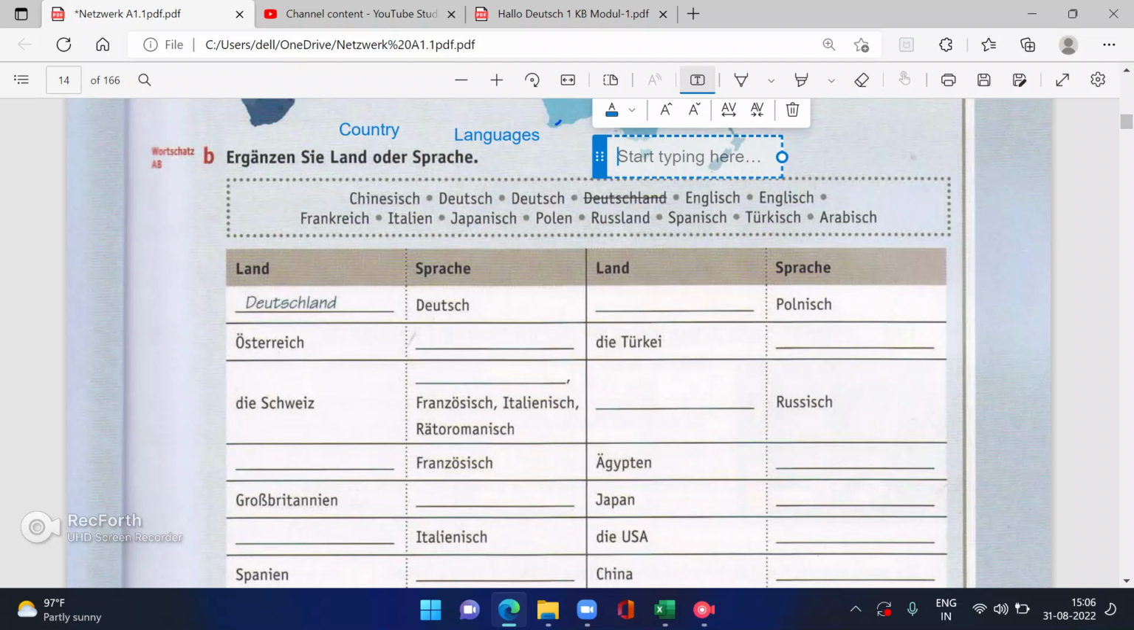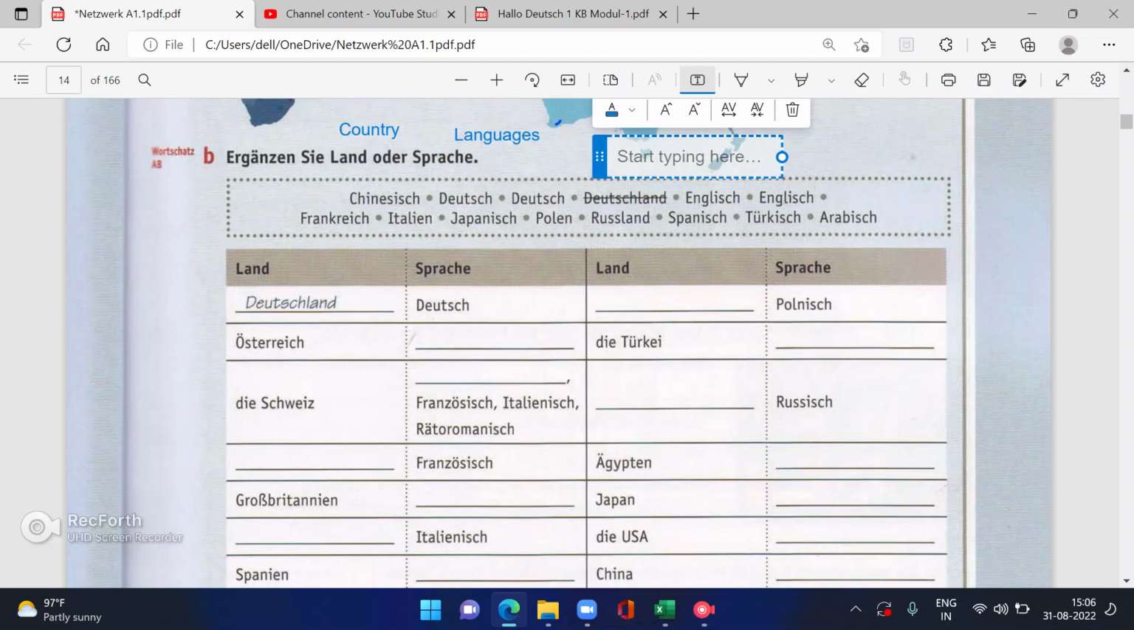So now what we have to do? We have to write the Land und die Sprache. Now we will be discussing this. Deutschland, Deutsch. In Deutschland, what do we speak? German. Deutschland, Deutsch. This I told you in the first class. Then Österreich. Österreich is what? Austria. So what do we speak in Austria? Deutsch. Then die Schweiz, Switzerland.